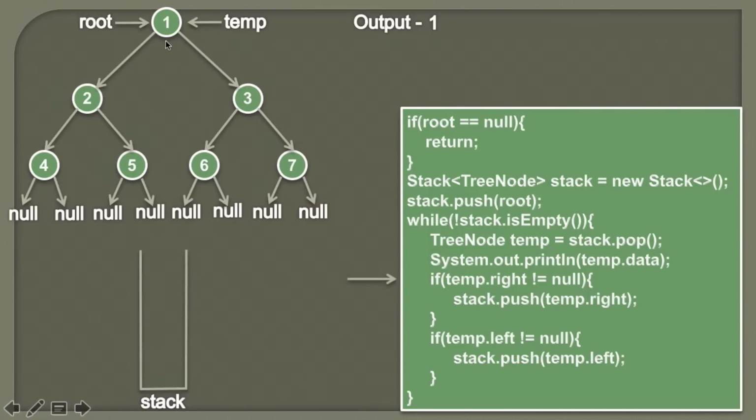So friends, we have processed this node, and now we will process its left subtree and then its right subtree. In order to do that, we are first putting the right node on the stack, and then we are putting the left node on the stack, because when we pop it out, we'll first pop out the left node and then we'll pop out the right node. And in order to do that, we are first checking whether temp right is equal to null or not. Currently temp right is not equal to null. Therefore we'll push the node having data as 3 on the stack.